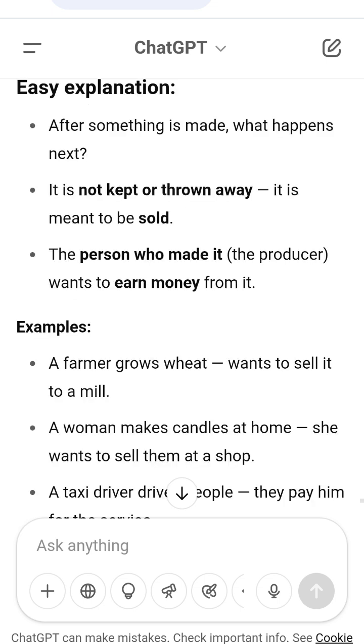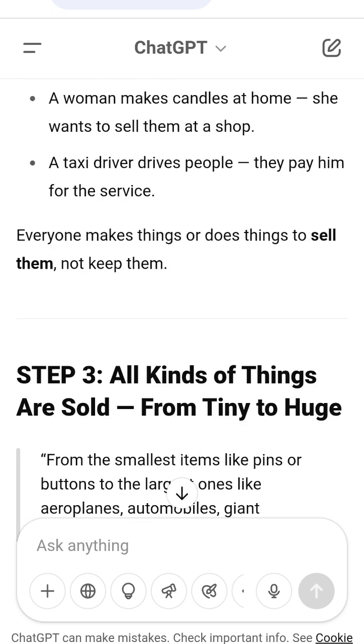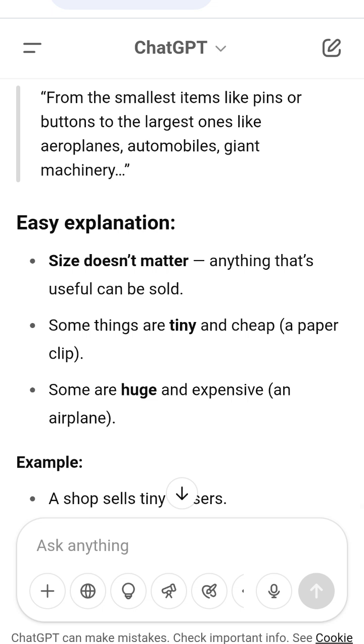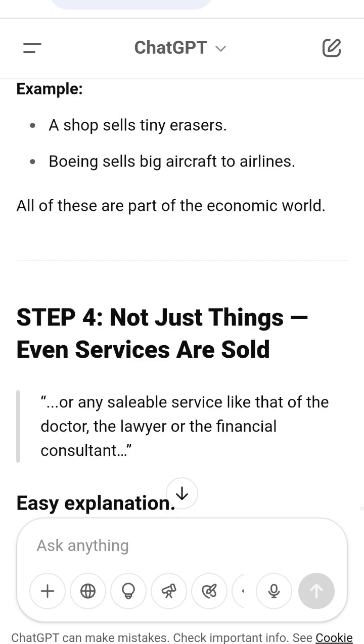Step 8. What is a final good? Such an item that is meant for final use and will not pass through any more stages of production or transformations is called a final good. Easy definition. A final good is the finished product. It's ready to be used, not for making anything else.